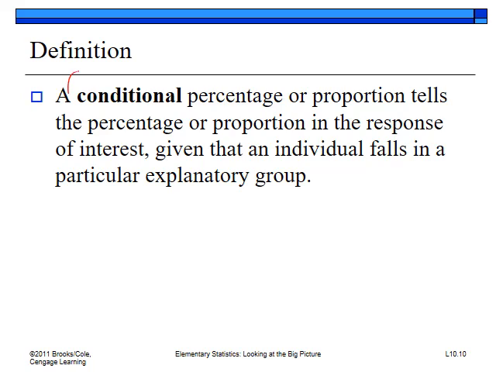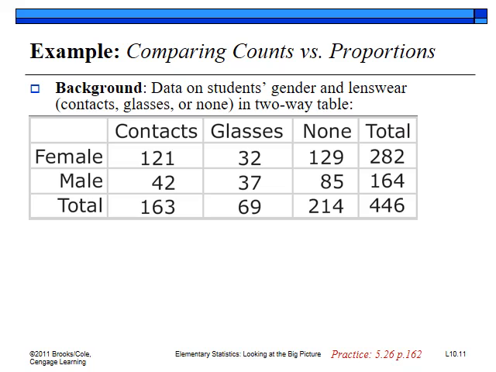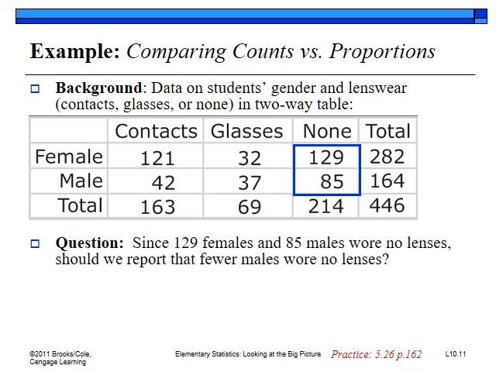Whenever we see the word conditional, and we'll see it in several different contexts in this course, you should associate that word with the phrase, given that. We will see that several times. So let's take a look at an example from our two-way table that we've been considering. Notice that 129 of the females and 85 of the males reported none for lenses.